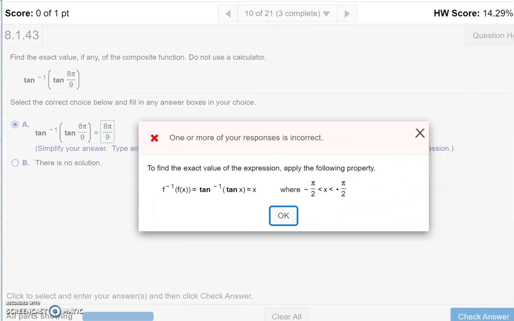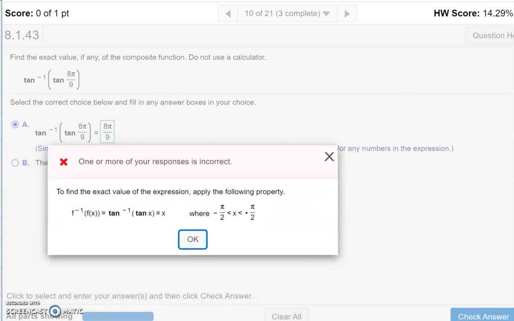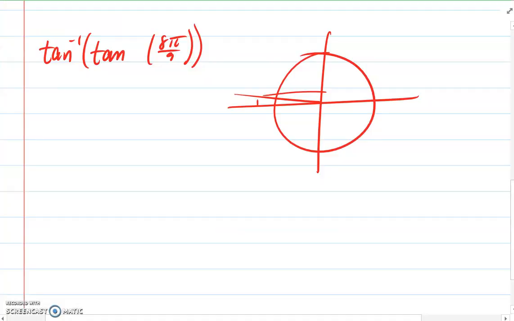Now, here's where, again, I tend to have trouble with MathXL, or disagree with MathXL, because while we're talking about the inverses here and they should undo one another, it's not quite that easy because we have to consider our domain restriction. And we're again being reminded here that our value for x has to exist somewhere between negative pi over 2 and positive pi over 2. So if we consider this diagram, it might help.